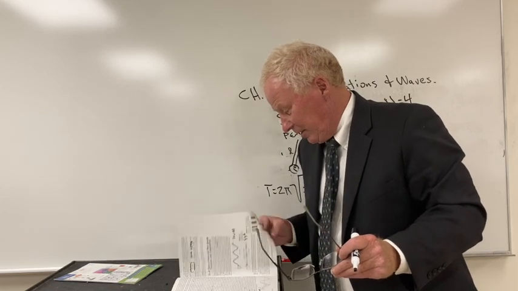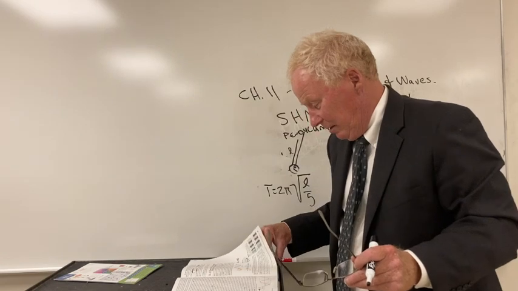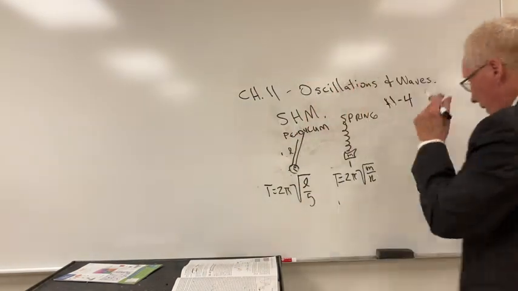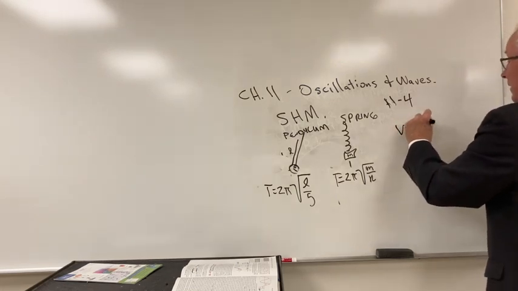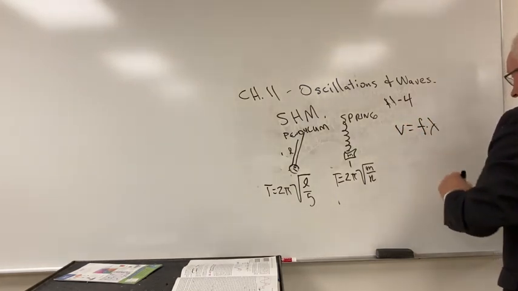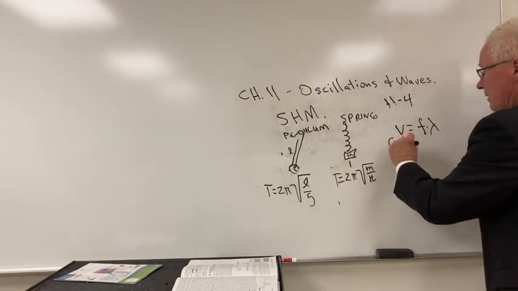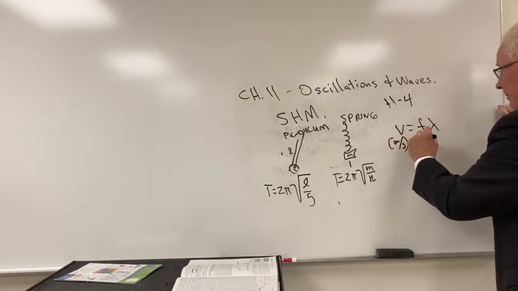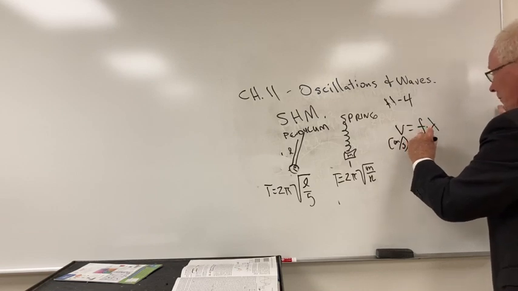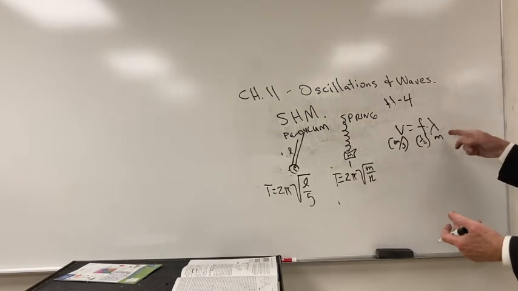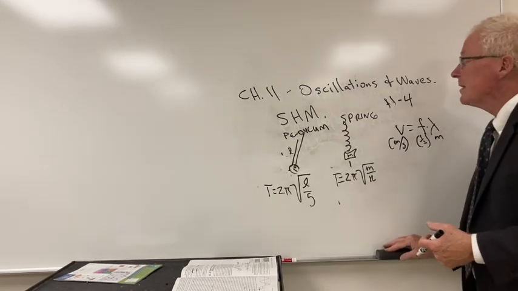Then the last section we'll cover is the speed of a wave. Speed of a wave is frequency times wavelength. So this is going to be meters per second. The frequency is in 1 per second, and the wavelength is in meters. So frequency times the wavelength of a wave.